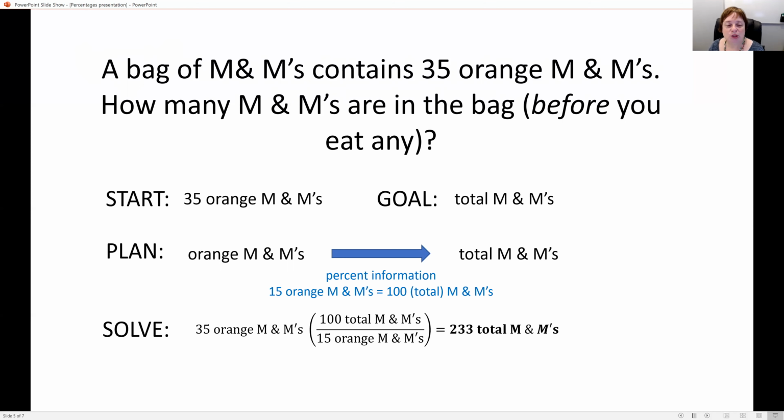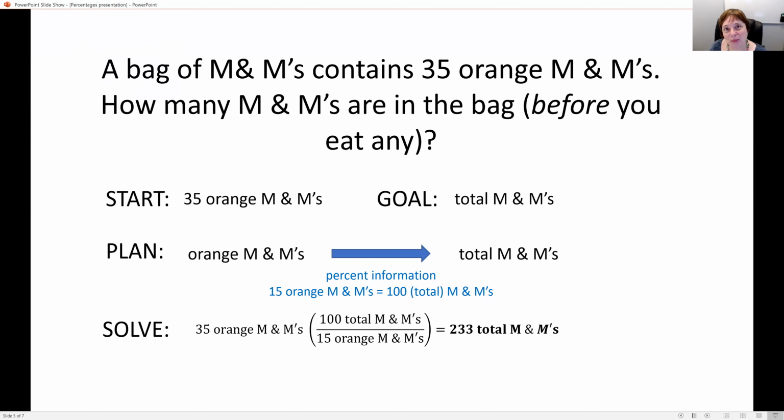So here's our solution, right? Note that we've written 15 orange M&Ms and 100 total M&Ms. And to make the decision which one went on top, we just looked at our units. And our units include the material as well as the number that goes with it. So orange M&Ms is what we started with, so we'll put orange M&Ms in the denominator on the bottom, and our 100 total M&Ms then goes on the top. So we have 233 total M&Ms in our bag.